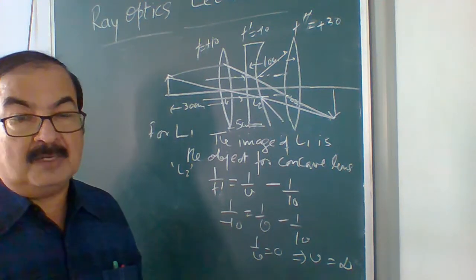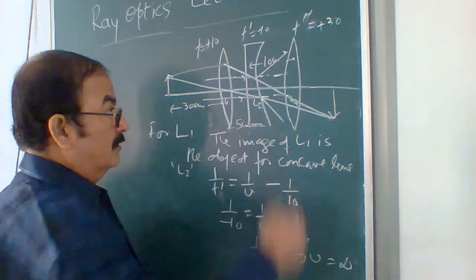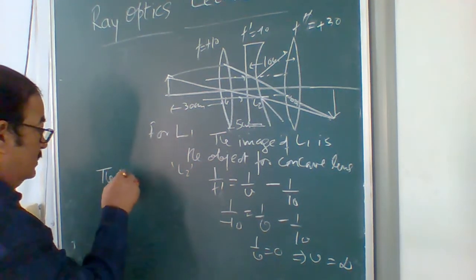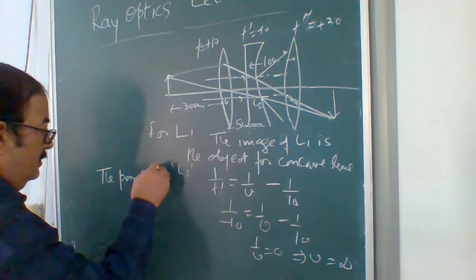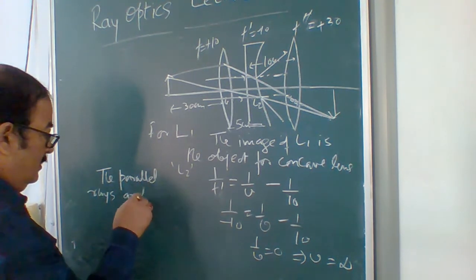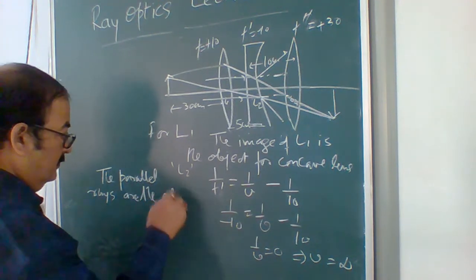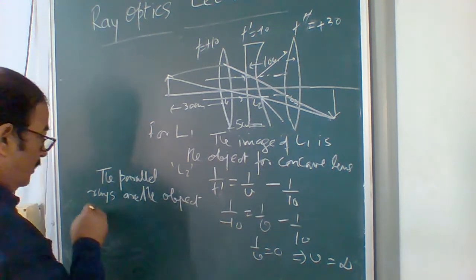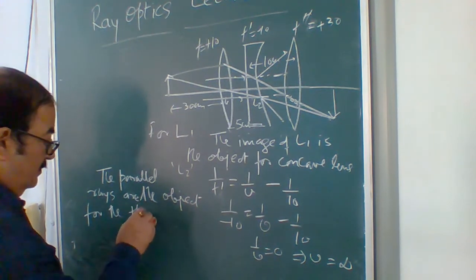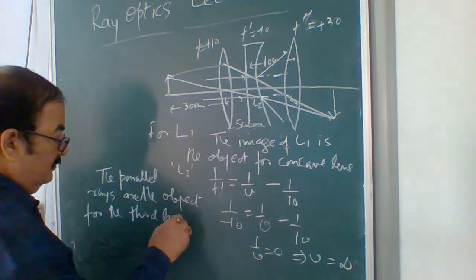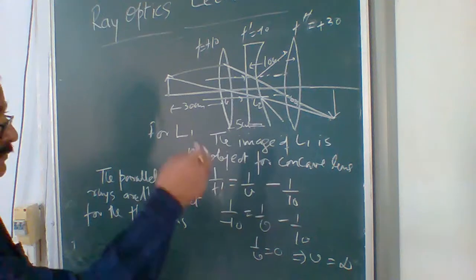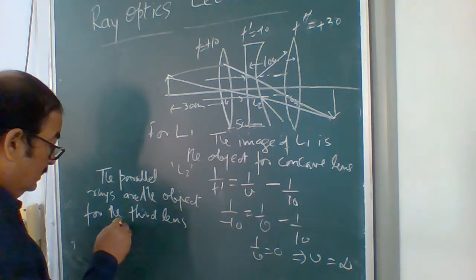These parallel rays will become the object for the third lens. The parallel rays are the object for the third lens.